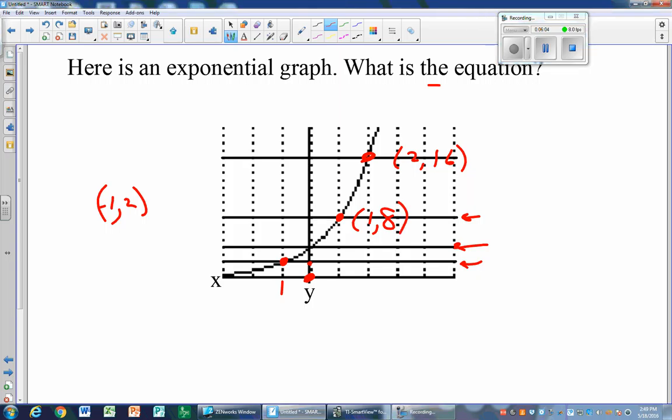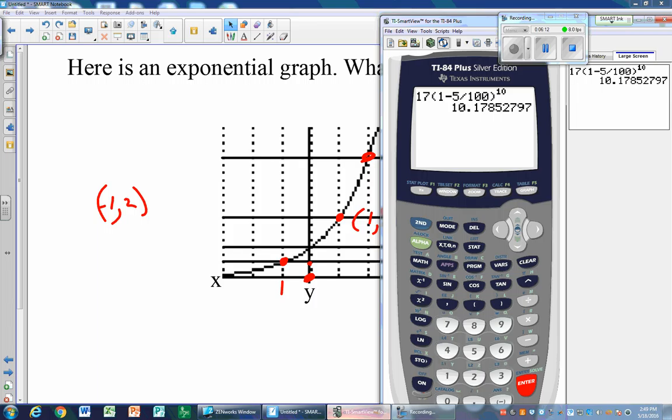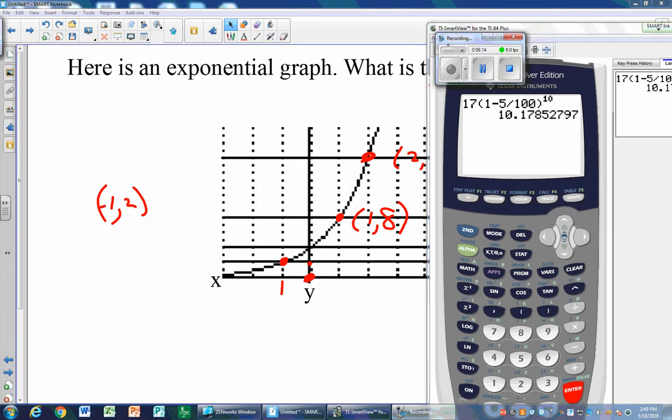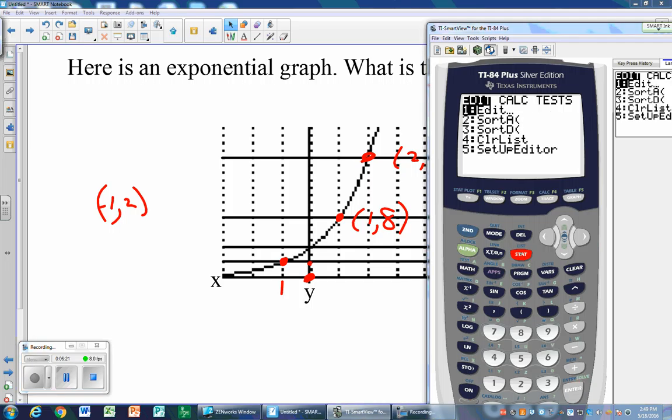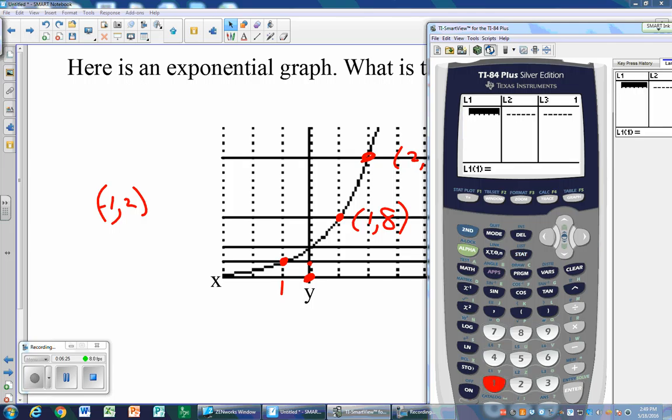It says, what's the equation? Well, every single time you hear a question that says, find the equation, bells and whistles go off, and you say, oh, my calculator can find equations for me. Please, calculator, can you find the equation for me? Certainly. You do stat, edit, and then you type in the points.